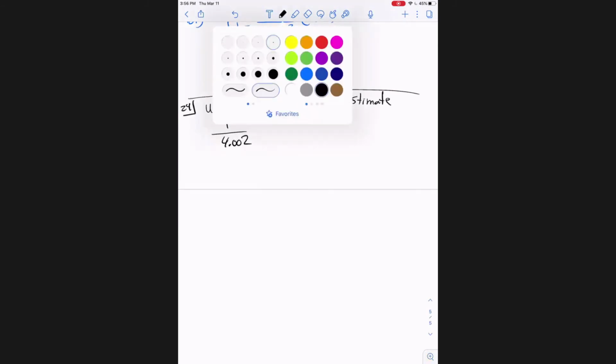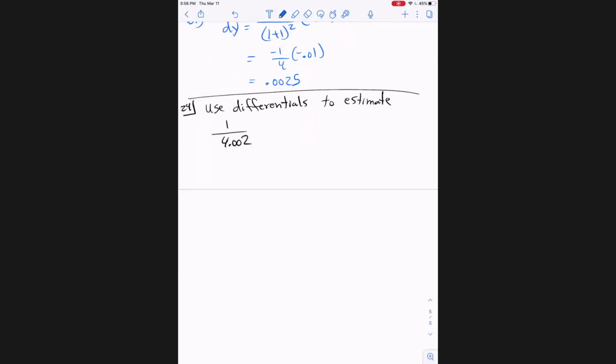You need to come up with a function f of x. In this case, an f of x that I would use would be 1 over x, because you're going 1 divided by some number. Now, could you use 1 over x squared? Yeah, but I'm going to go with 1 over x. It's easier. Where x is going to be 4 and dx is going to be 0.002. So go ahead and write this down, then I'll explain how I came up with it.